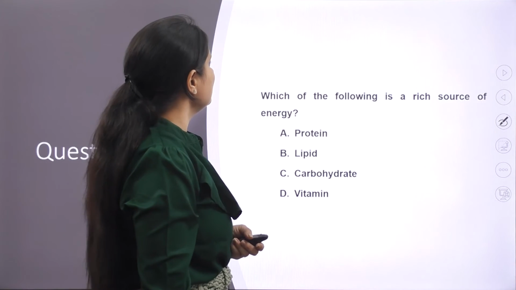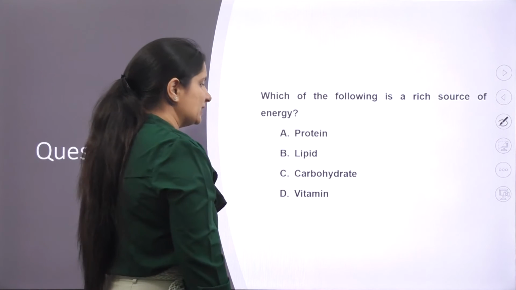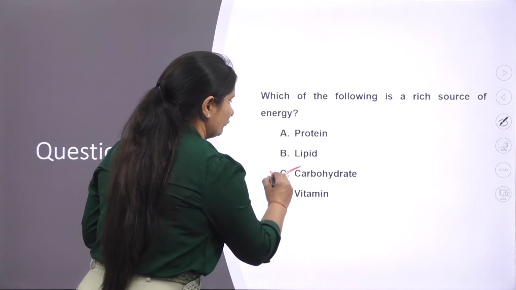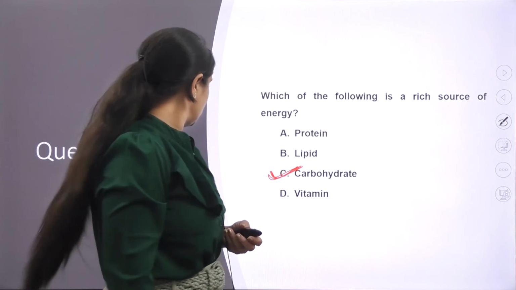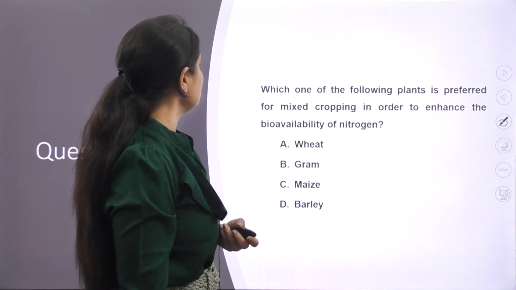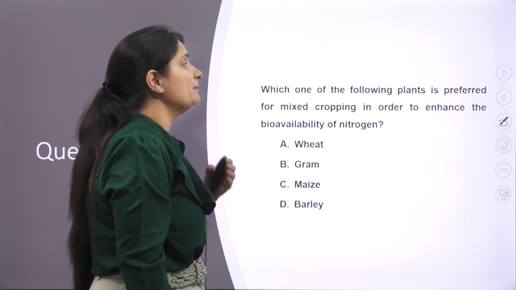Which of the following is a rich source of energy? If we talk about energy sources, carbohydrates are the foremost source of energy. They are energy giving foods. So we move on to the last question. Last question is, which one of the following plants is preferred for mixed cropping?